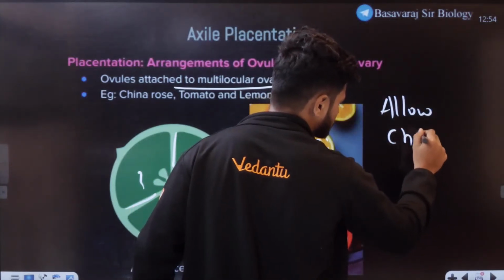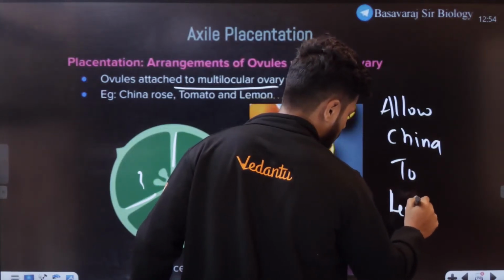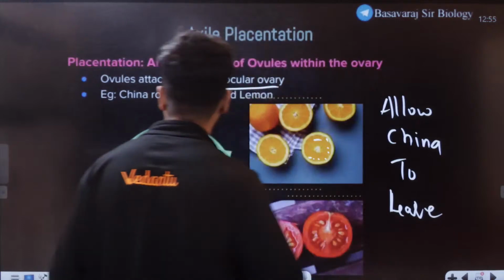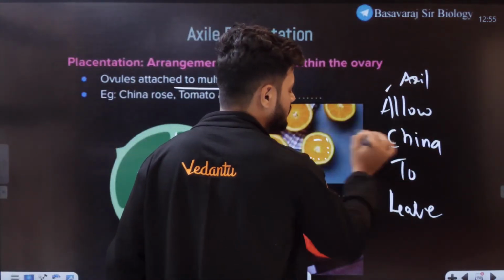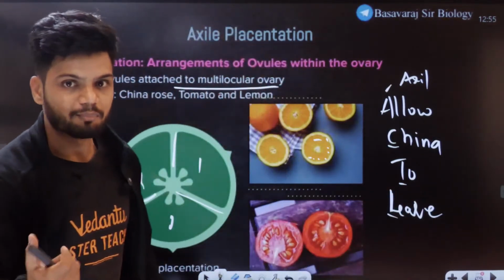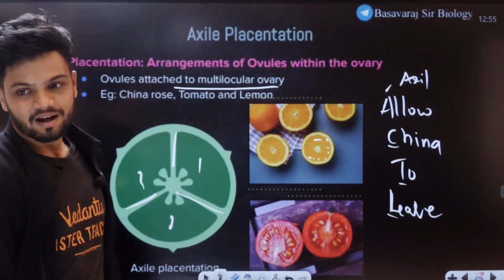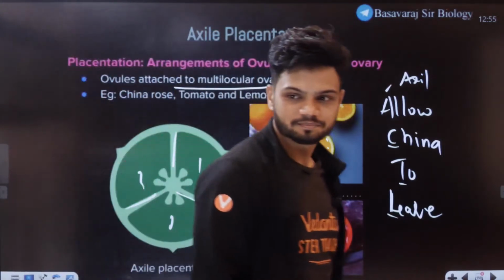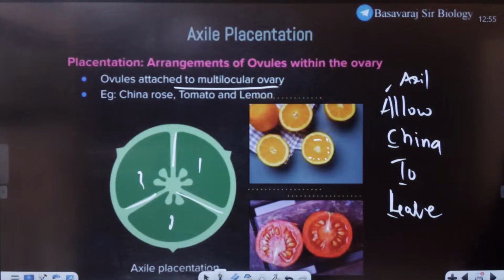Allow China to live. That is A for axial placentation, C for China rose, T for tomato, L for lemon. Or lemon. Allow China to live.